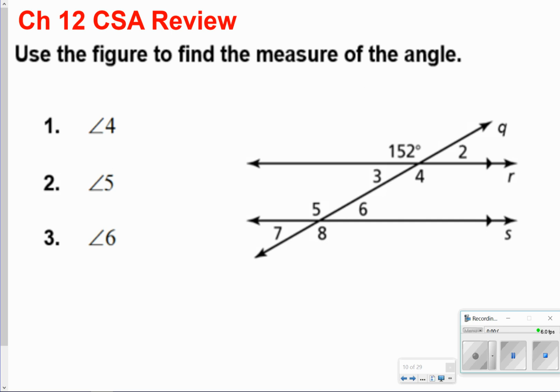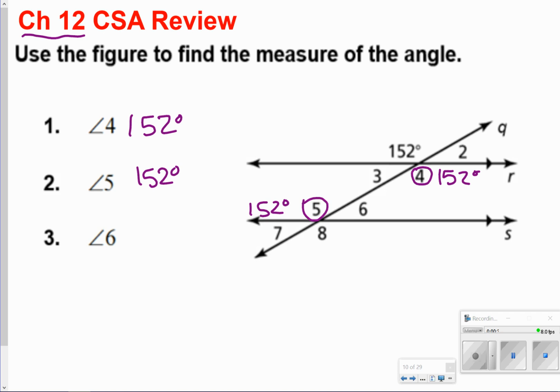Today we're going to be looking at your Chapter 12 CSA test review, so let's go ahead and get started. The first thing we're going to look at is the measure of angle 4, which is here. Notice it's vertical from the measurement of 152, so this one will always also be 152 degrees. For the measurement of angle 5, it is a corresponding measurement, corresponding to 152 as well, so angle 5 will also be 152 degrees.